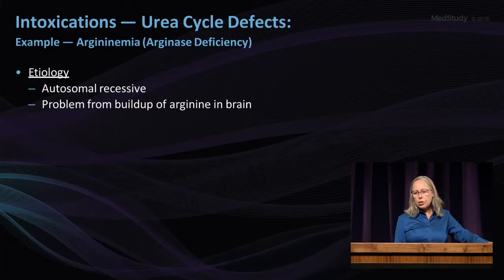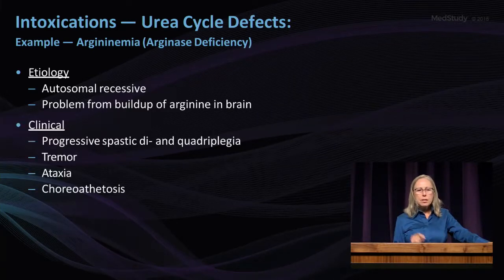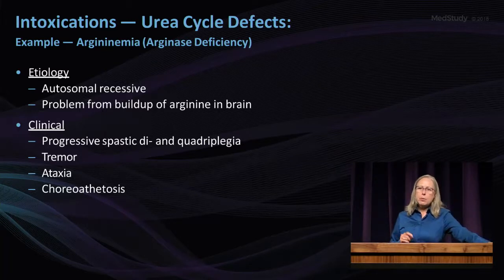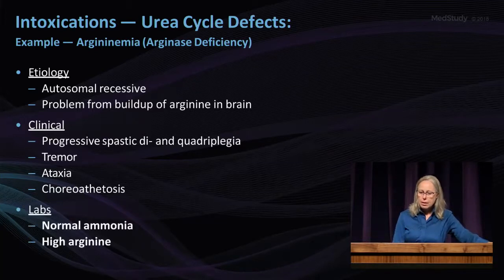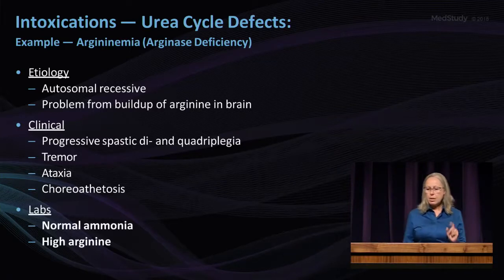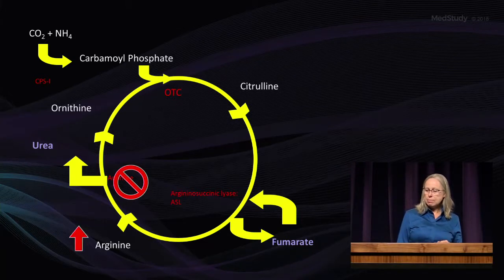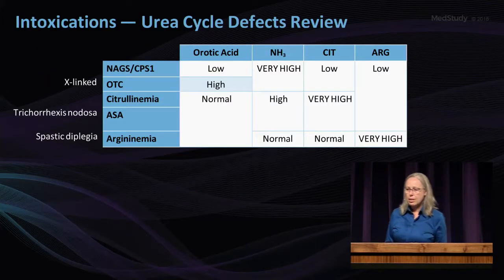Argininemia is also known as arginase deficiency. It's autosomal recessive. And this one's a little bit different. Now we're going to get problems from arginine in the brain. And this one presents as a progressive cerebral palsy. So anytime you have a progressive static encephalopathy, there's a problem, and you should reassess that. They can have tremor, ataxia, and choreoathetosis. They have a normal ammonia, but a high arginine. So when arginase goes away, arginine goes up. And that's argininemia.